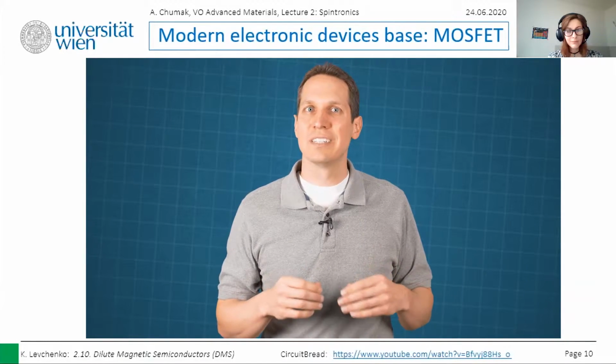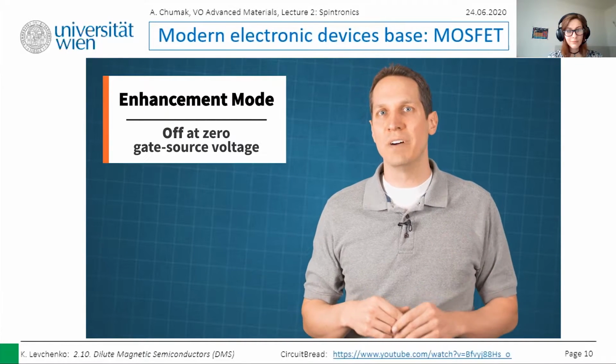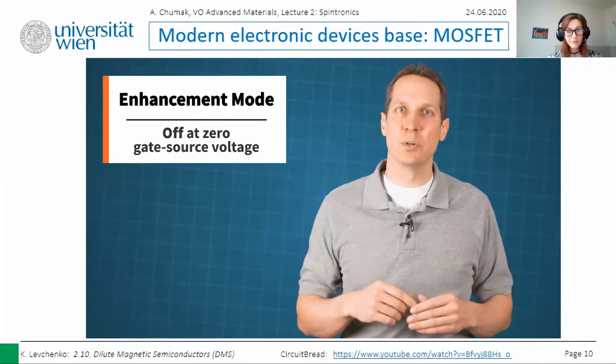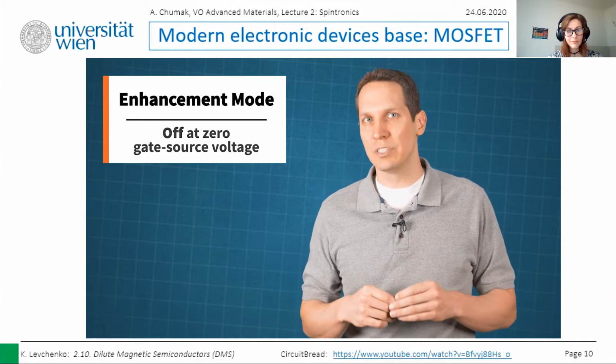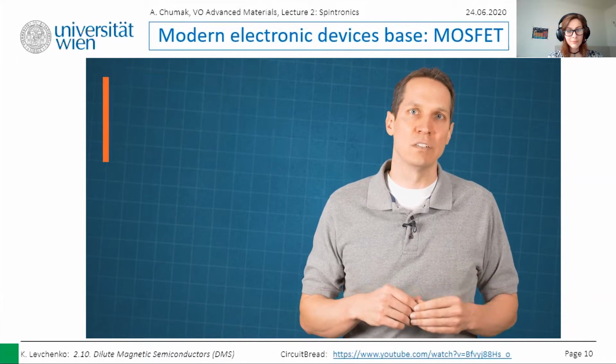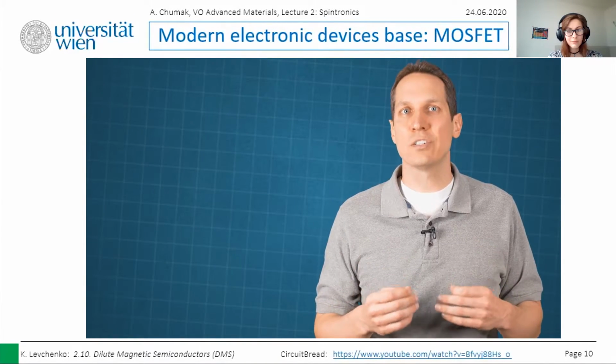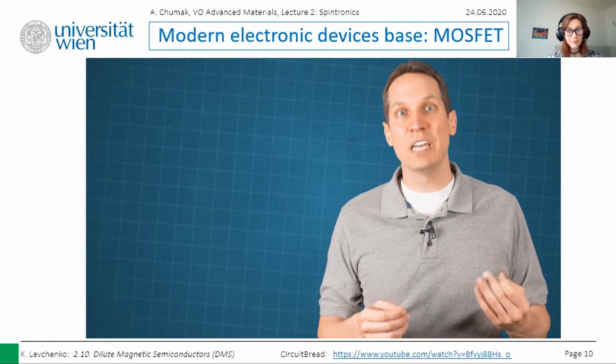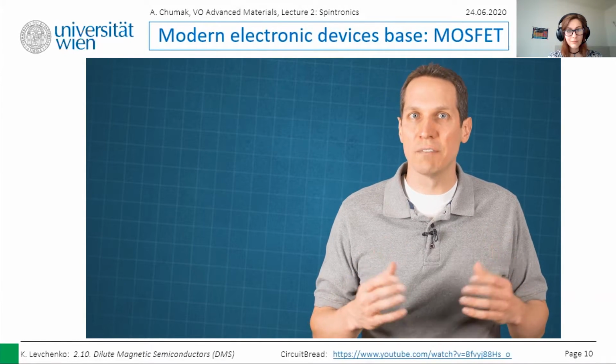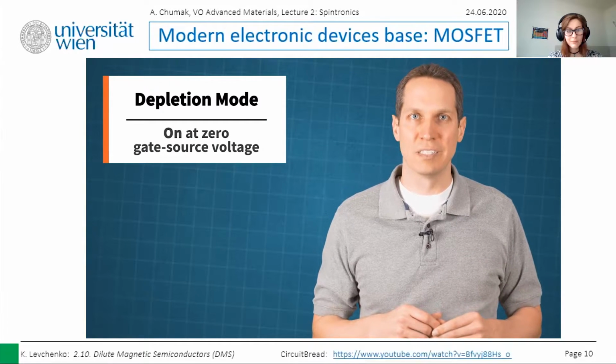Also, I mentioned earlier that this is an example of an enhancement mode device. It's called an enhancement mode device because an increased gate voltage enhances the conductivity of the channel. Some MOSFETs are designed so that they naturally have a conductive channel, and a negative gate voltage is needed to actively turn it off, and these are called depletion mode devices.